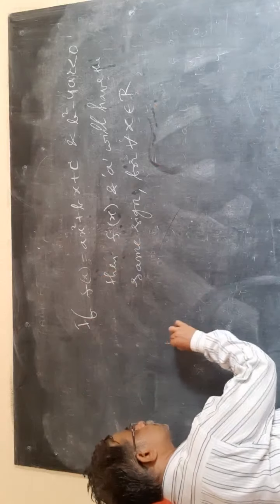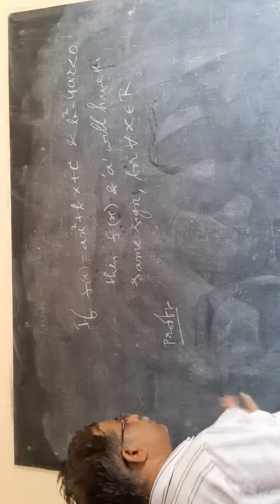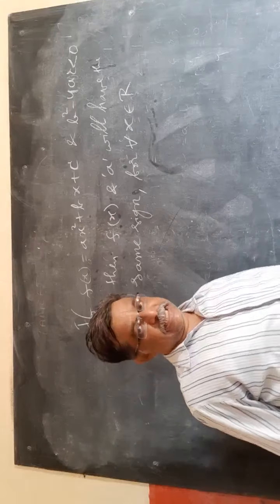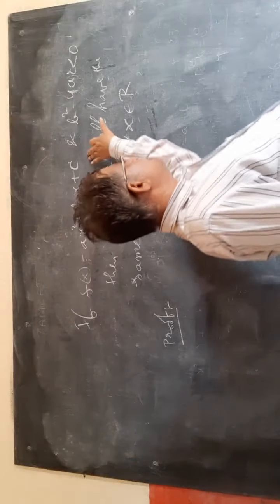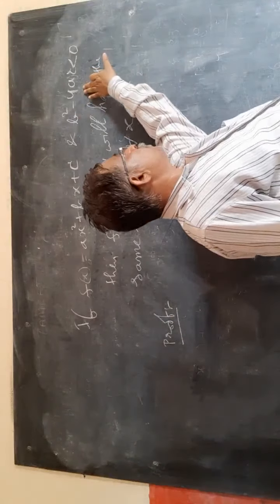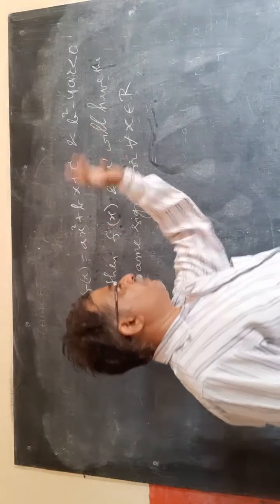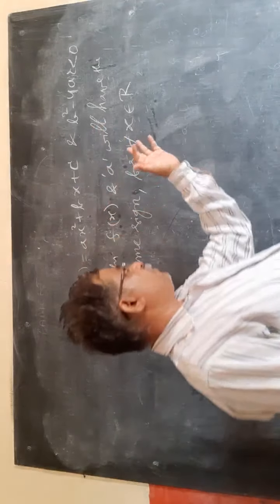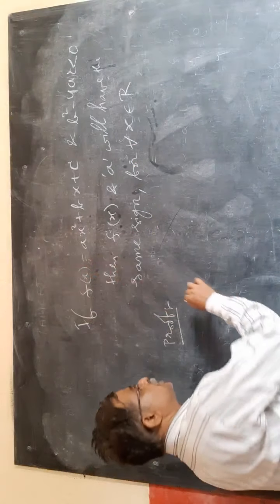How to prove it? First we'll prove this. Very important concept for the next exercise. F of x equal to ax square plus bx plus c and b square minus 4ac less than 0. Then f of x and a will have the same sign for every x belongs to R. We are going to prove this.